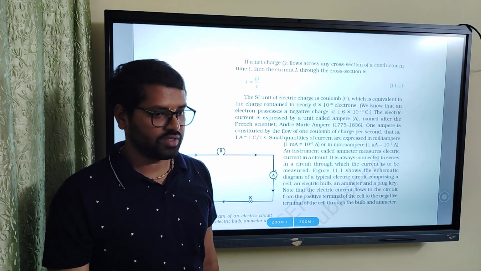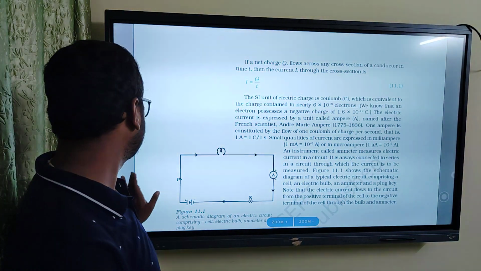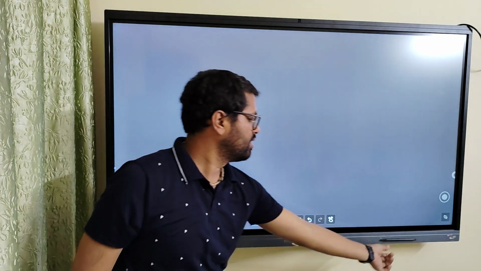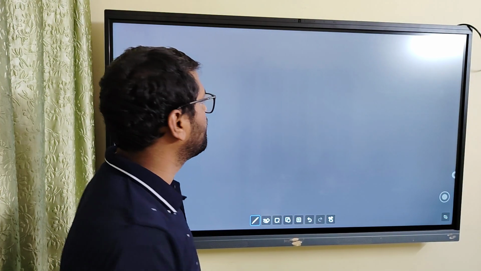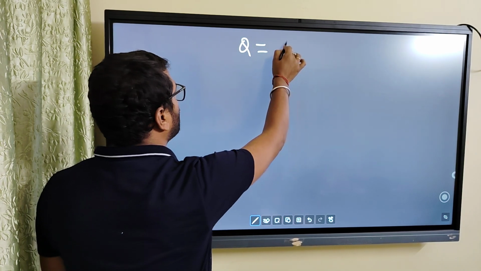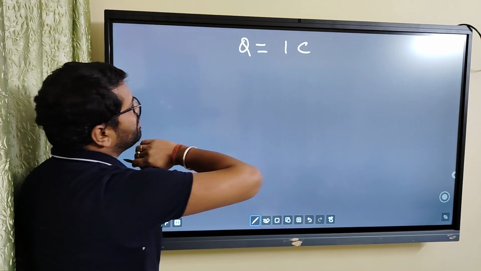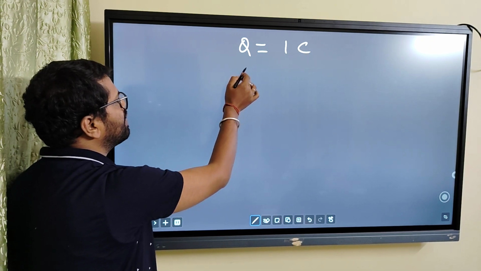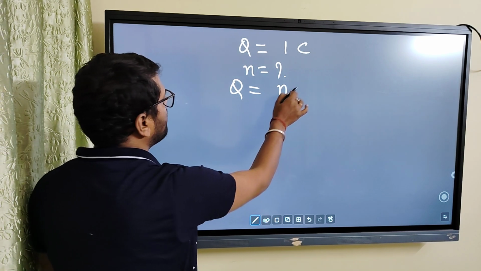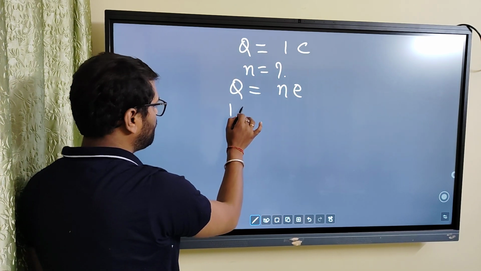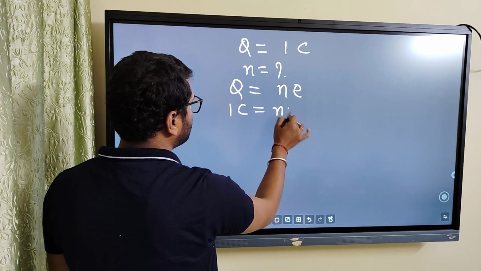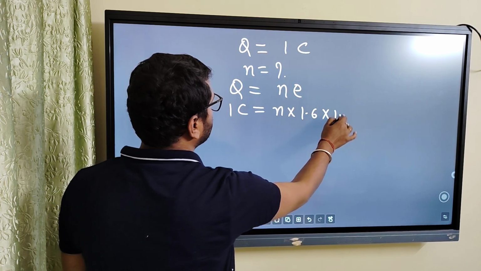Now there is one thing to find out: how many electrons are required to have 1 coulomb charge. This is also asked many times in MCQs. They will ask the number of electrons for 1 coulomb charge. Here the charge is given as 1 coulomb, and they ask n, the number of electrons. We know that Q equals Ne. Q is 1 coulomb. So for 1 coulomb, what is the number of electrons n? The charge of one electron is 1.6 into 10 power minus 19.